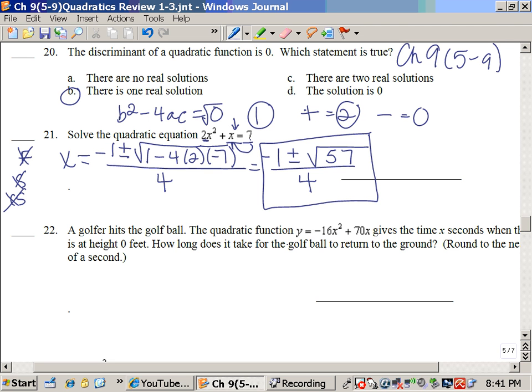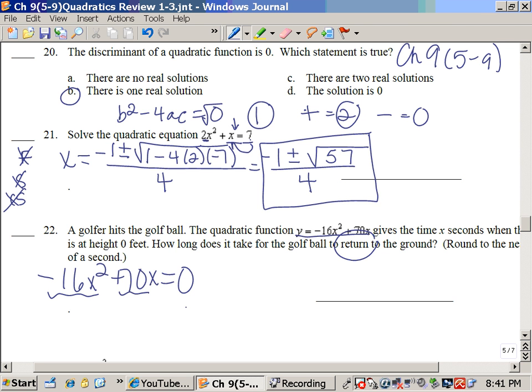All right, number 22. The golfer hits the ball. Here's his formula. And he wants to know how long it will take for him to return to the ground. So what you always have to do on these is set it equal to 0. Now, the easiest way for this one is going to be factoring, and I'm going to take a common factor out of each of these.